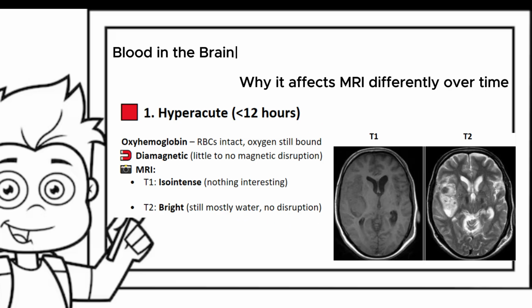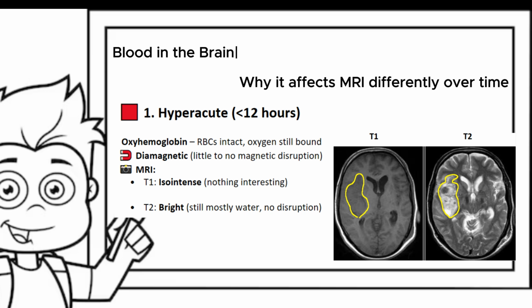First, the bleed is less than 12 hours old, it is hyperacute, and the red blood cells are intact. They are bound by oxygen and thus they are called oxyhemoglobin. Oxyhemoglobin is diamagnetic, meaning it has little or no magnetic disruption, and since it's diamagnetic and not highly paramagnetic, T1 will show nothing interesting and it will be isointense on imaging, meaning it will look like normal brain tissue. T2 on the other hand will appear bright, and this is because it is hyperacute. Blood is still flowing, water is still flowing and it appears like a normal puddle of blood, bright on T2.